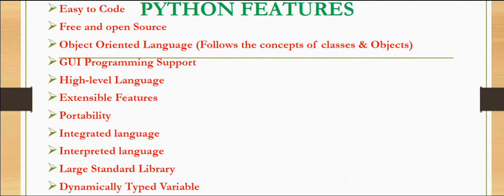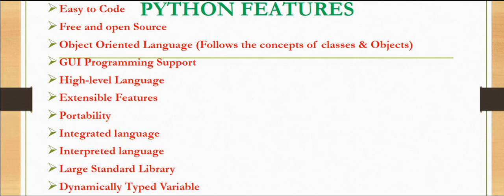So GUI is graphic user interface. You can design GUI by using Python. Then I've already told you it's a high level language, 5th generation language. Its features can be extended. It is highly portable. आप Python को किसी भी प्लेटफॉर्म पे, किसी भी ऑपरेटिंग सिस्टम पे रन करा सकते हैं, एक्सिक्यूट करा सकते हैं. I've already told you it is an integrated language. It is interpreted. Python code line by line interpret किया जाता है.